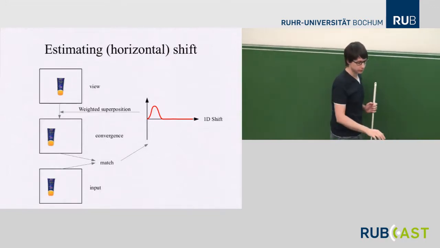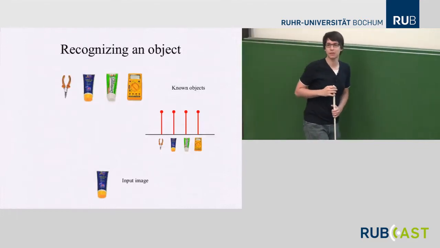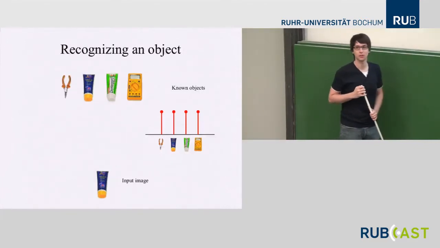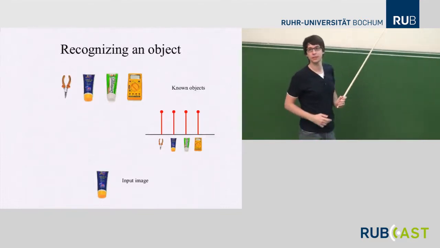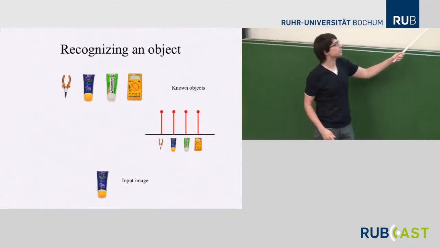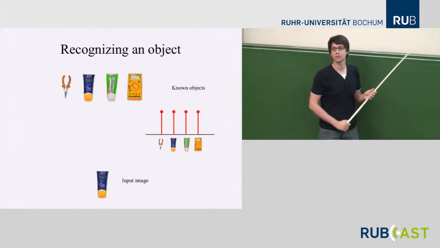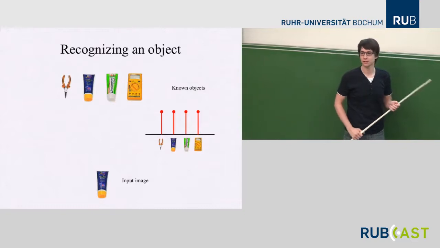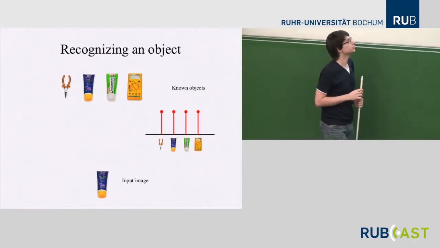That's the first part of this. We haven't really talked about how we actually recognize an object yet. The normal case is that we know a set of objects, for example these four up here, and we have some input image, and we want to find out what object we actually see in it. The pose estimation is just a sort of bonus, which makes it easier for us to match this to the stored views.